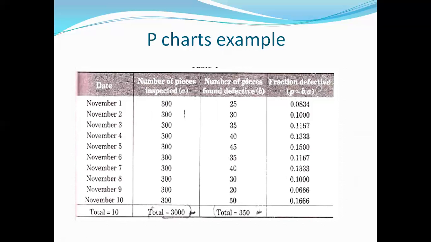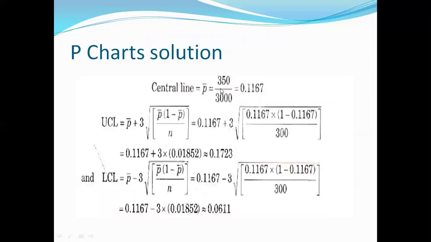Now, first of all, we have to calculate the process average value. How do you calculate the process average value? P dash is the total number of pieces defective, that is 350, upon the total number of pieces inspected. The value will be 350 upon 3000. So this value comes out to be this.